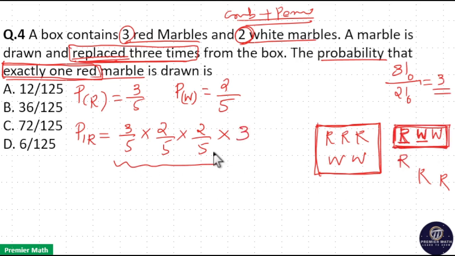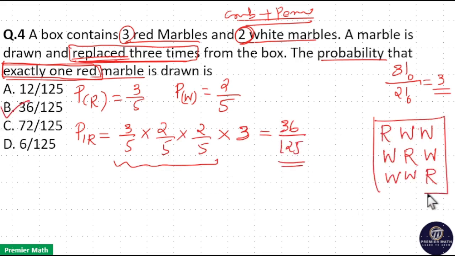So multiply the selection of these 3 marbles with the arrangement of these 3 marbles, which is equal to 4 into 9, 36, divided by 5 cubed, 125. So option B is your answer. Here, this is the arrangement of 3 marbles.